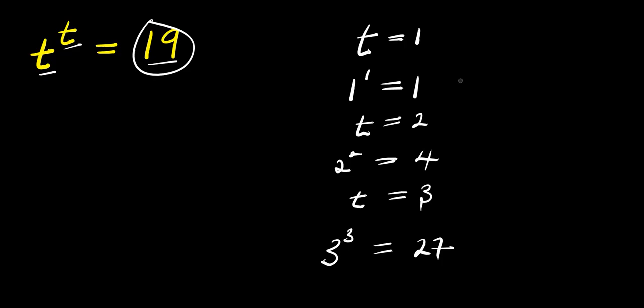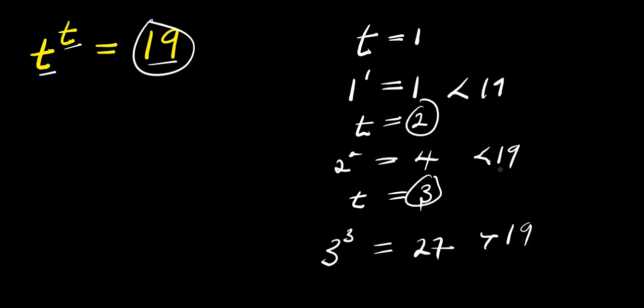This particular value here is less than 19. This is less than 19. But this is greater than 19. Meaning t power t, when t is 3, is greater than 19, and when t is 2, is less than 19. So the range of values of t is 2 is less than t and t is less than 3.